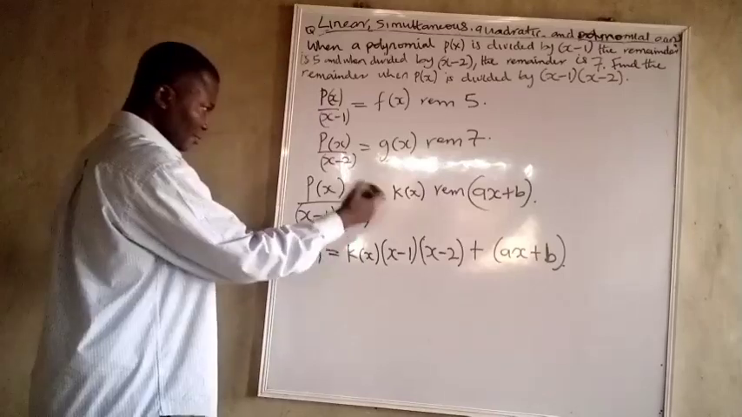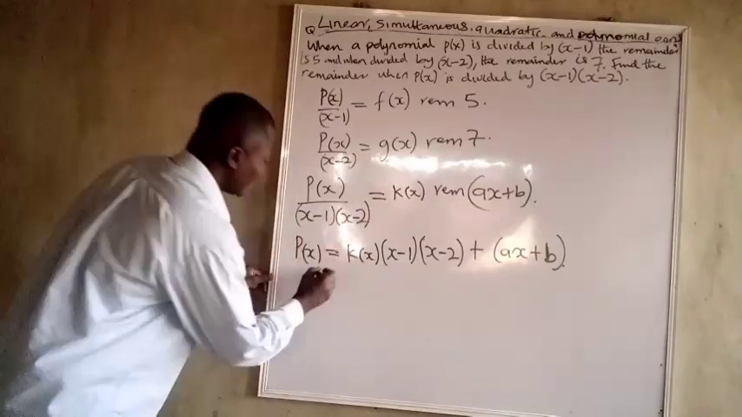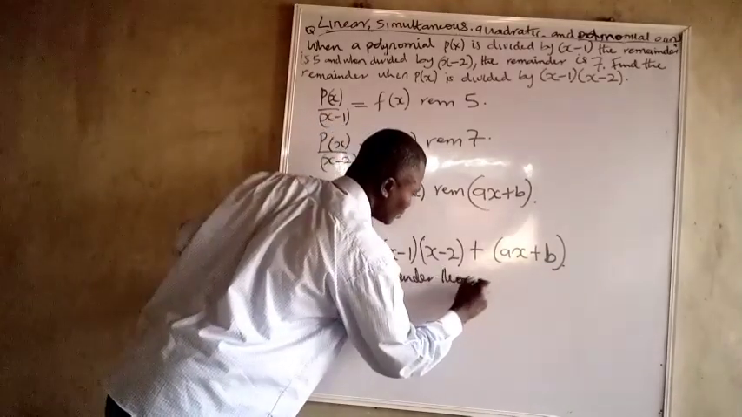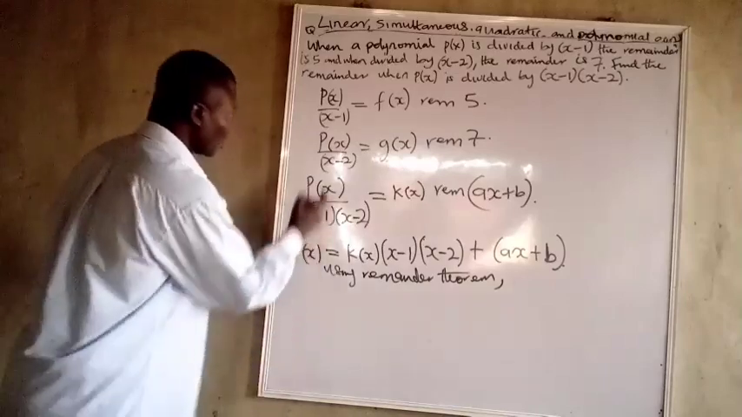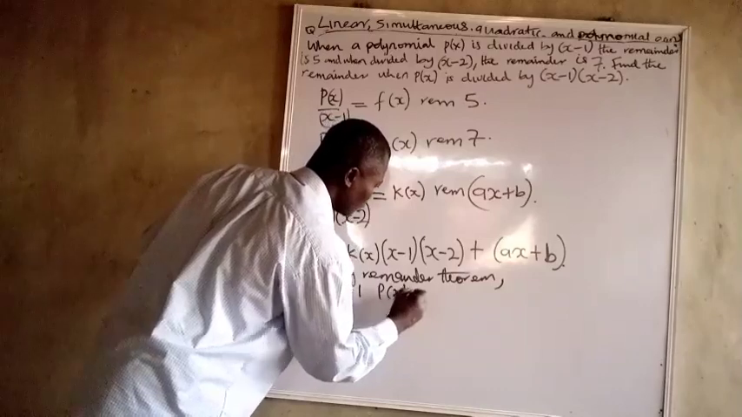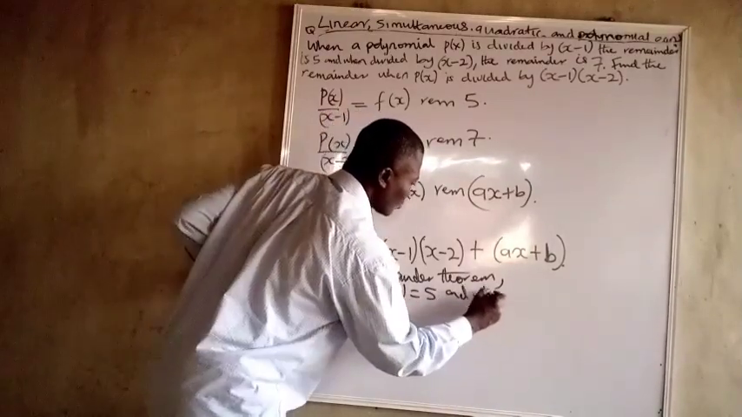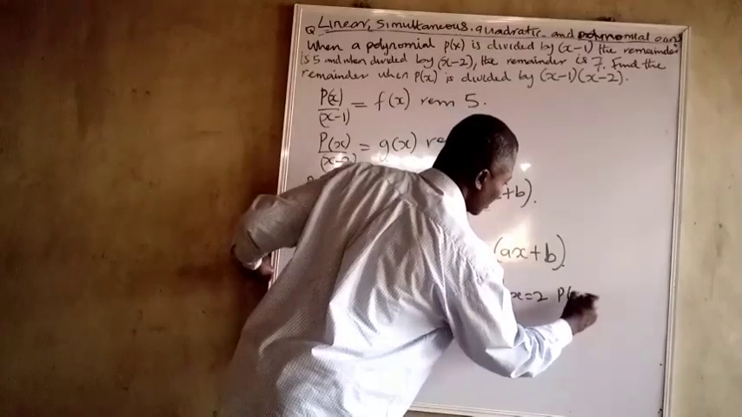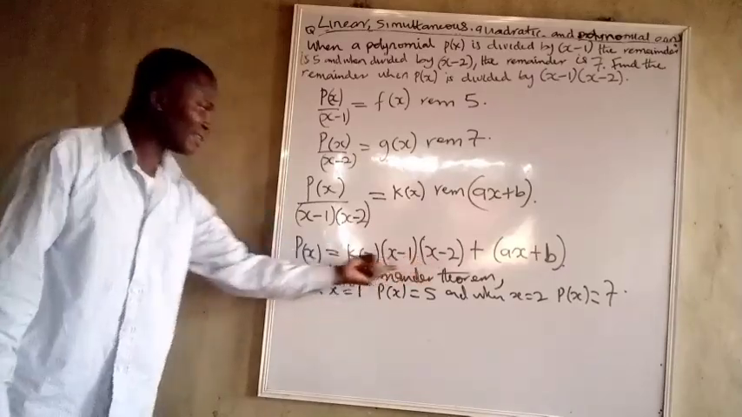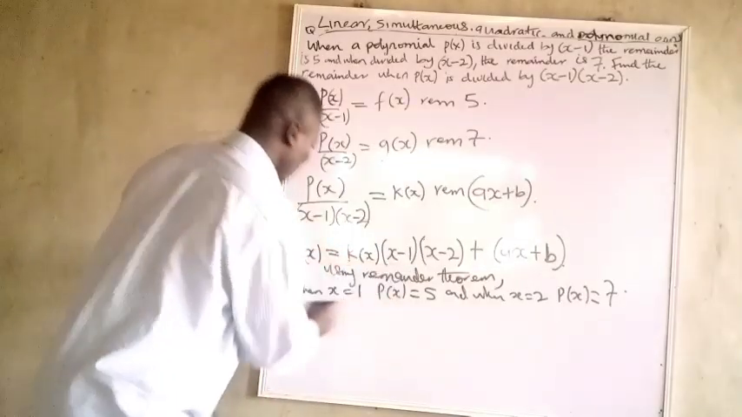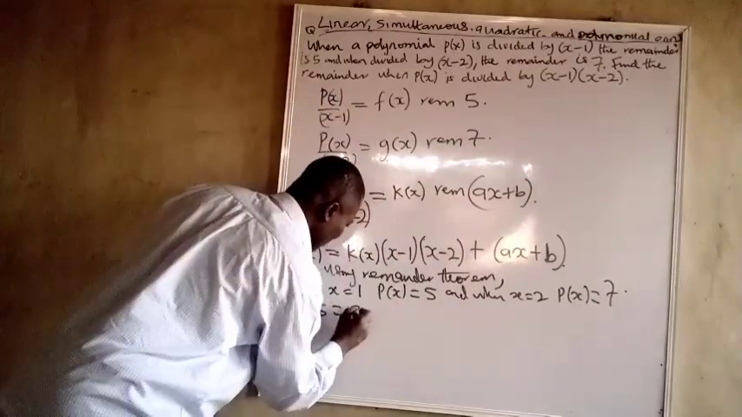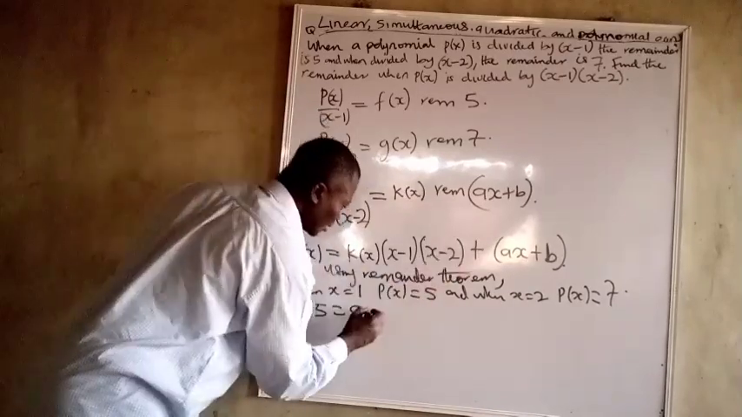Now, px, using the remainder theorem, when x is equal to 1, px will be equal to 5. And when x equals 2, px will be equal to 7. Now, in this expression, if I put 1 here, everything here will be 0. You understand? Therefore, 5 is equal to a plus b, because x is 1, so a plus b.